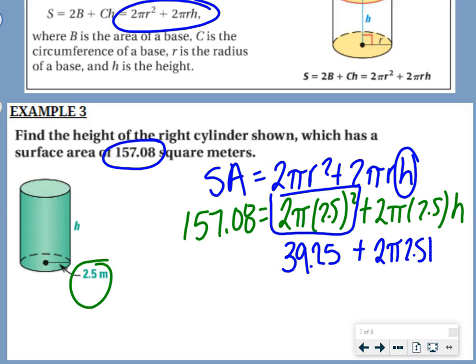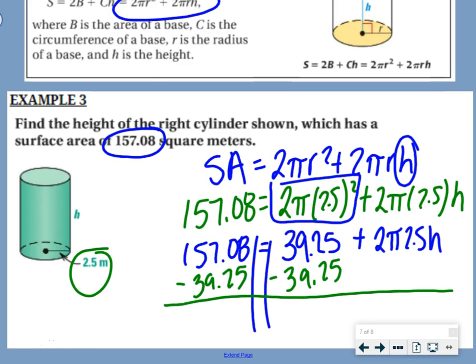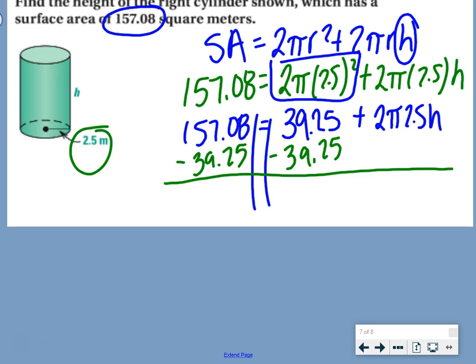Write out the rest. Equals 157.08. We want to get h by itself. We are going to need to subtract this 39.25. And this is using 3.14 as pi. When we subtract that, we get 117.83 here, and then we're just left with 2 pi 2.5 times h.